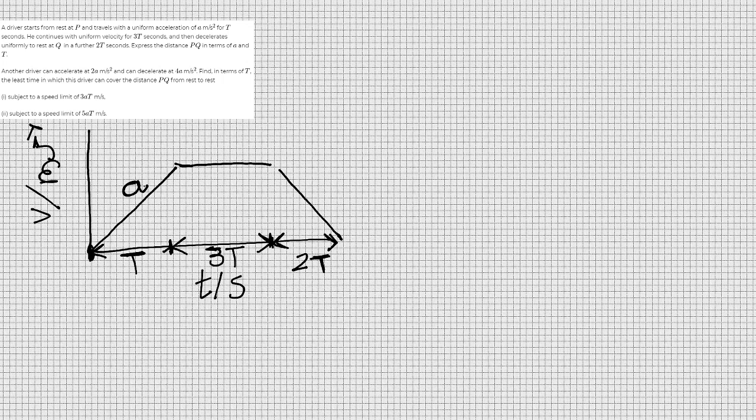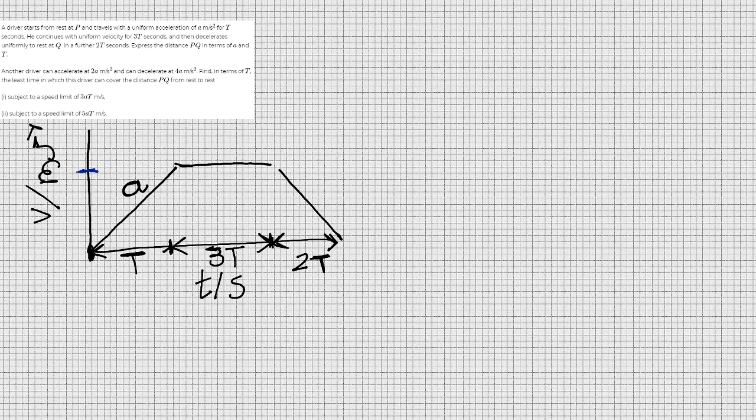Okay, so the driver starts at rest at P, travels with acceleration A for t, continues for 3t, then decelerates uniformly to rest at Q in a further 2t seconds, so the deceleration is not going to be the same. Express PQ in terms of A and t, so we want the distance travelled here. Alright, well, I don't think that's too bad.